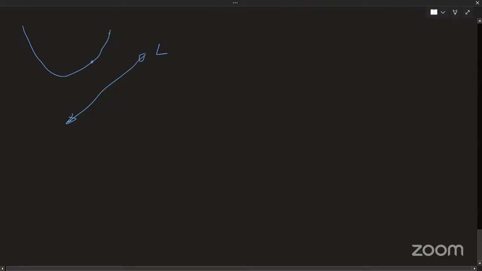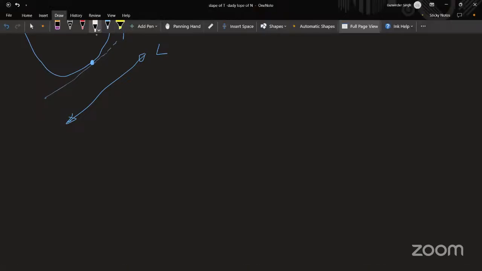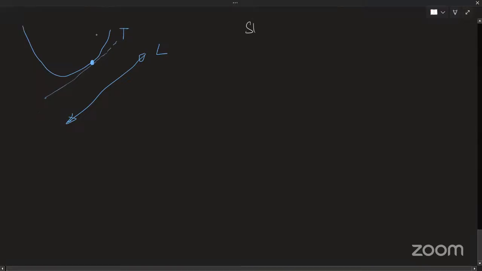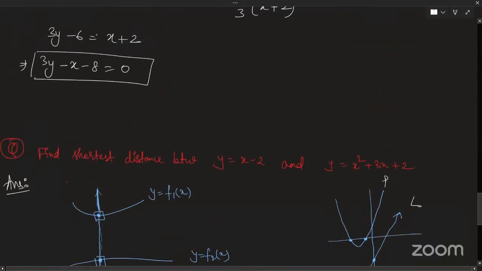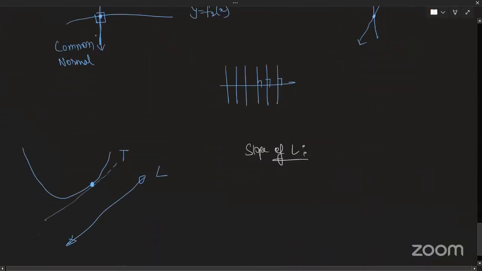Let us just give it a try. So you have this parabola and you have got this line. This line is L. There will be a point P on this parabola at which the tangent T will be parallel to this line. Can you tell me what is the slope of line L? y is equal to x minus 2. What is the slope of this line L?